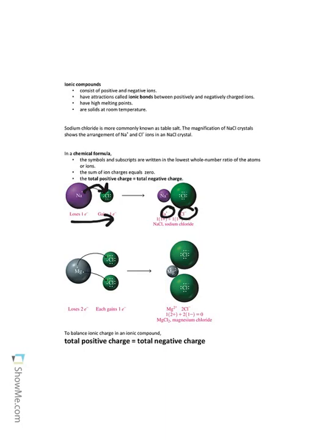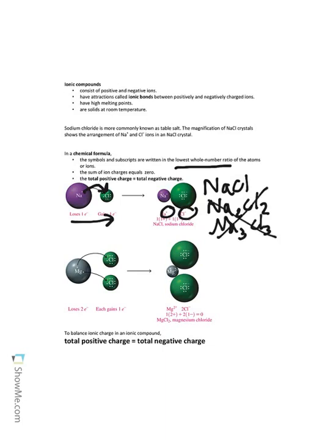When we form chemical formulas for ionic compounds, we always write the symbols and the subscripts in the lowest whole number ratio of the atoms. In this case, it is a 1-to-1, 1 sodium for every 1 chlorine. So you would always write the formula as NaCl, not as Na2Cl2 or Na3Cl3, right? We always want the lowest whole number ratio of atoms.